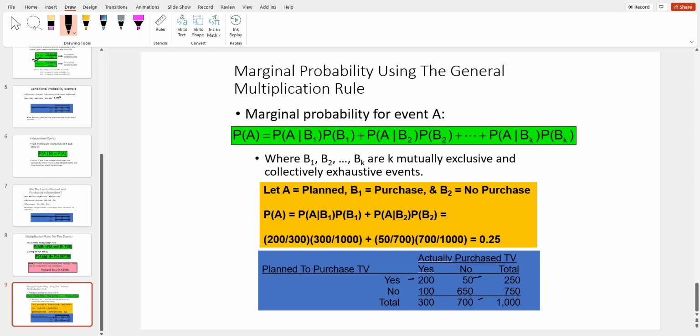Okay, so once again, the probability of A or B deals with the addition rule. That's when you're dealing with or. Probability of A and B deals with the multiplication rule.